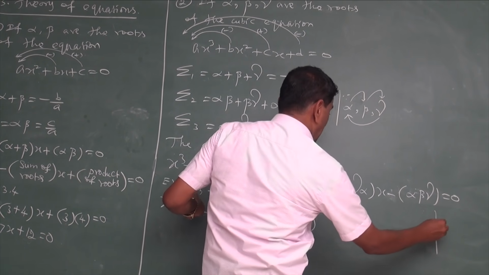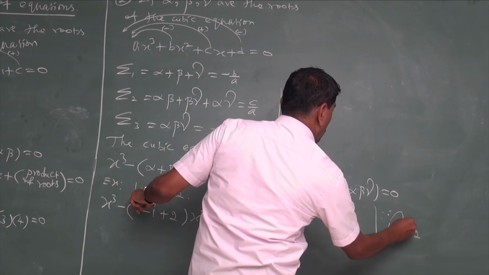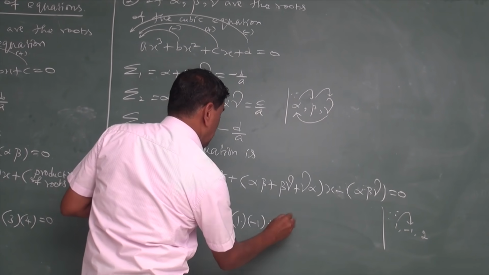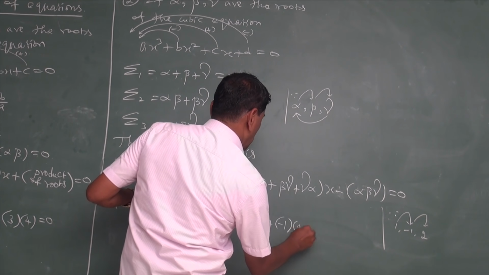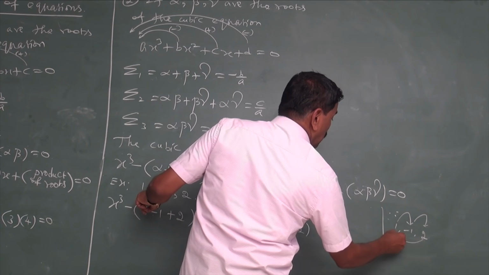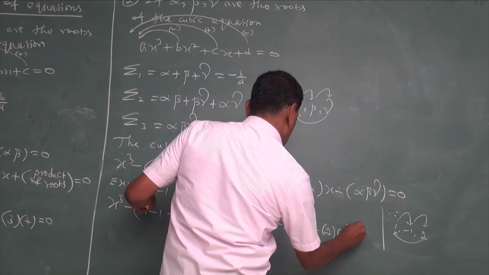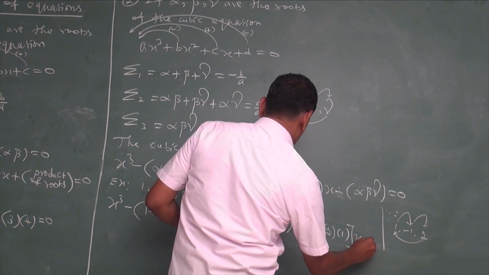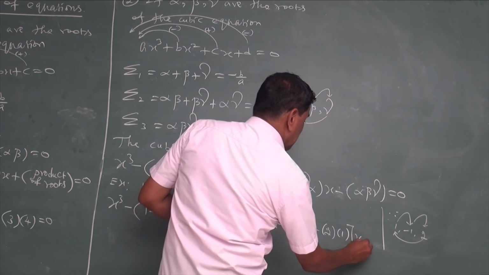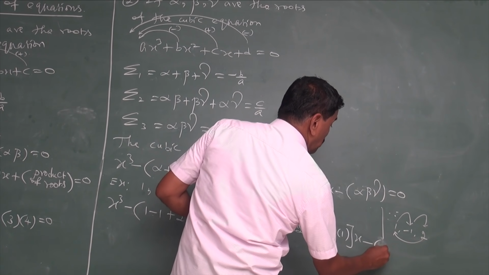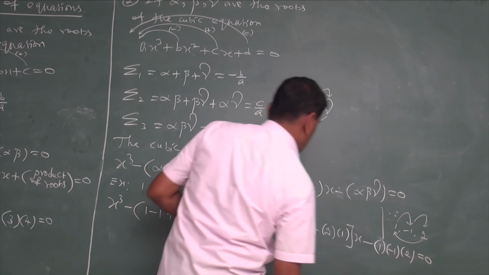See, for example, rough work: the roots are 1, minus 1, 2. Now 1 into minus 1, plus minus 1 into 2, plus 2 into 1. Square bracket complete, into x. And next minus, so minus the product of the roots, which is given by 1 into minus 1 into 2, which is equal to 0.